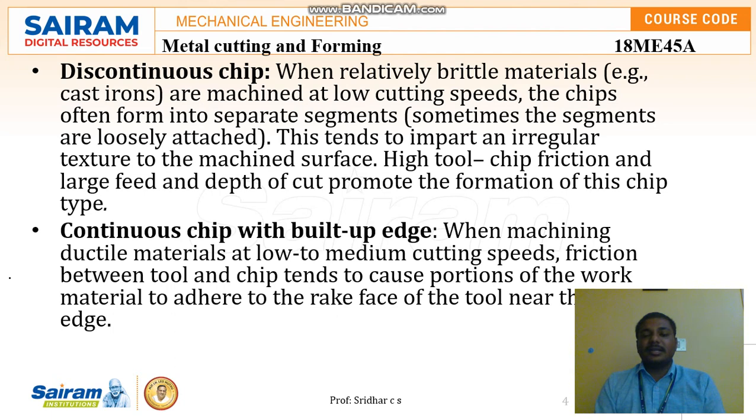The irregular texture on the machined surface is because of the irregular surface. Why does this happen? Because the friction between the tool and chip is high, since we give a larger feed and depth of cut. So here the discontinuous chips are formed because of a low cutting speed, while the depth of cut and the feed are high, which causes more friction between the tool and the chip.